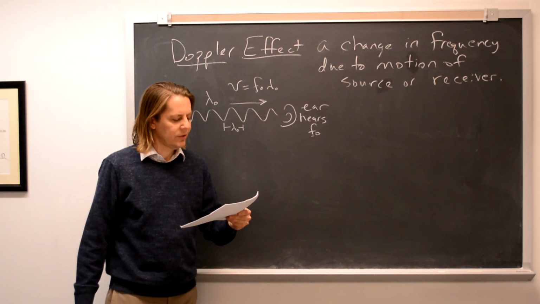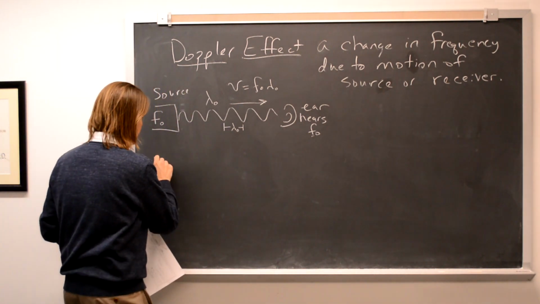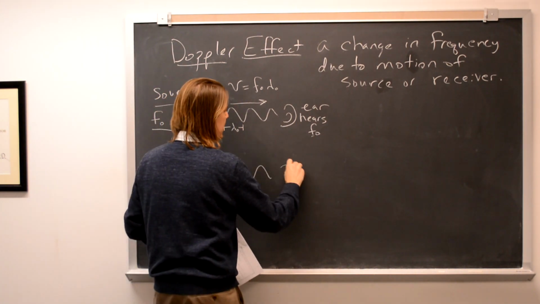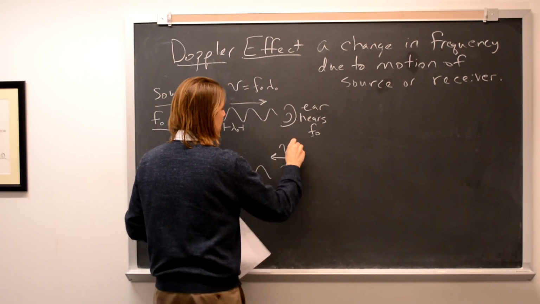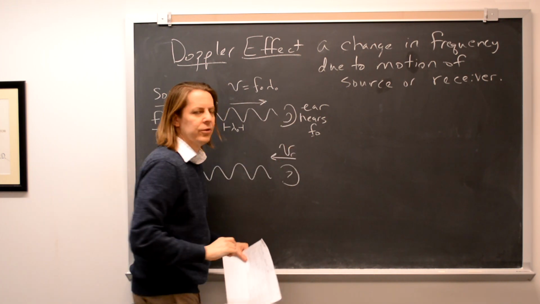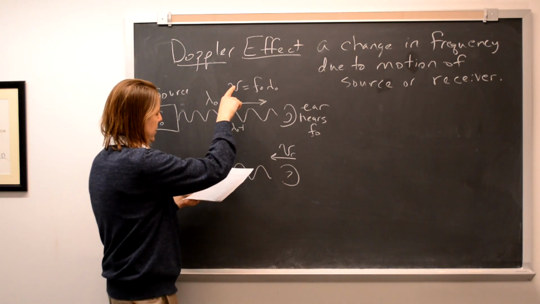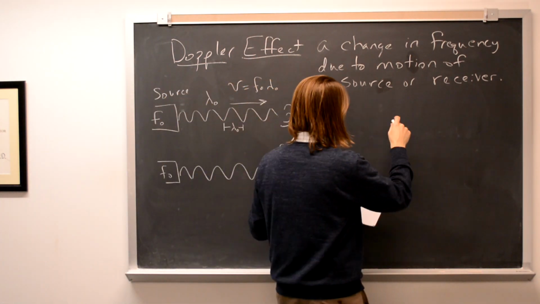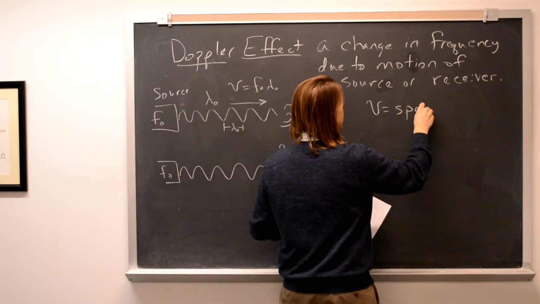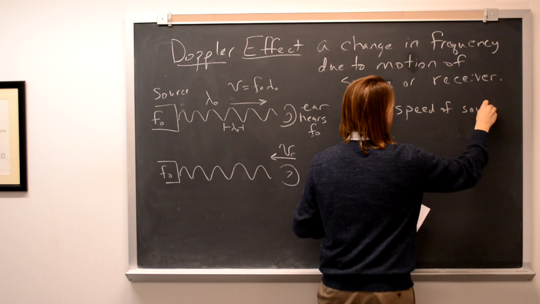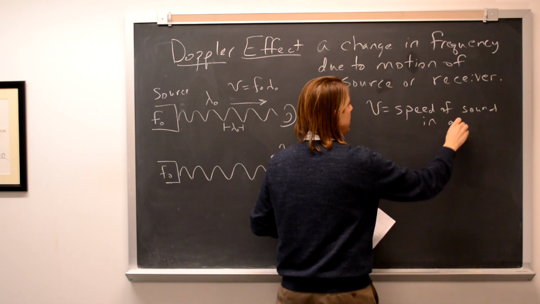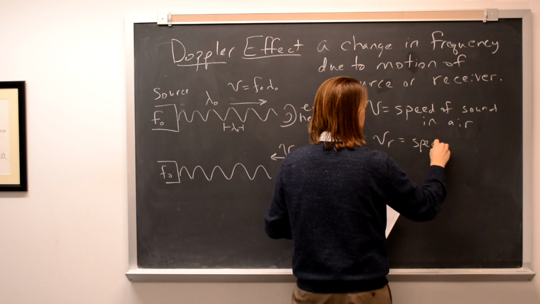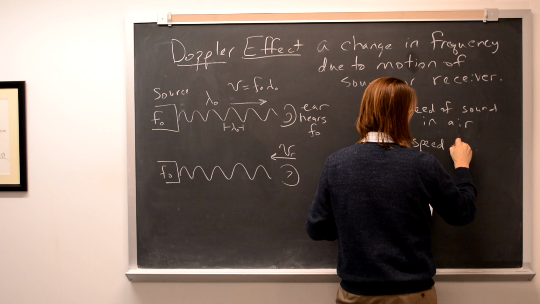Now, let's see what happens when we take the same source, f0, waves coming out, and now your ear is moving at VR, because your ear is the receiver. Okay, the source I'm just calling V, but this is VR. So let's go ahead and write down what these are. V is the speed of sound in air, and VR is the speed of the receiver.